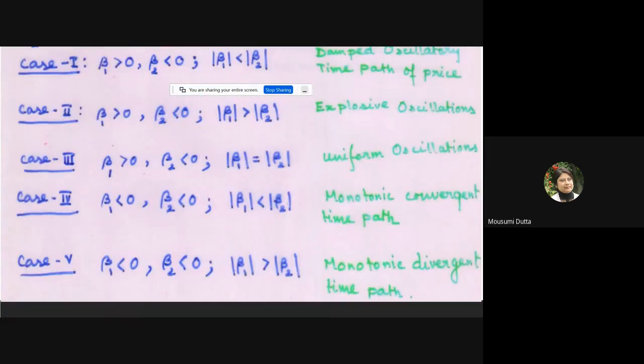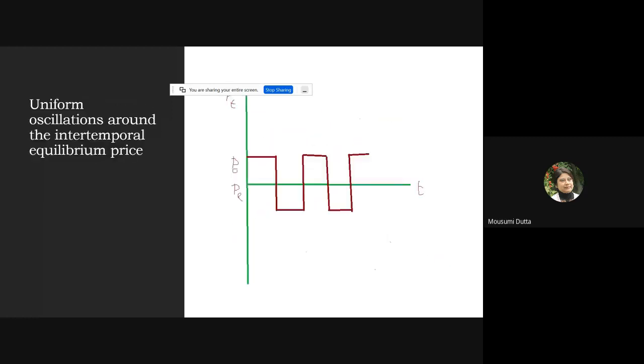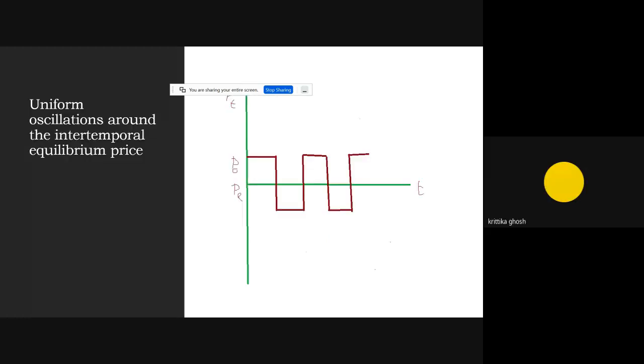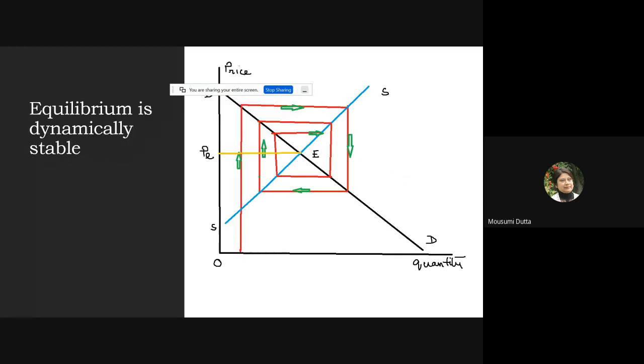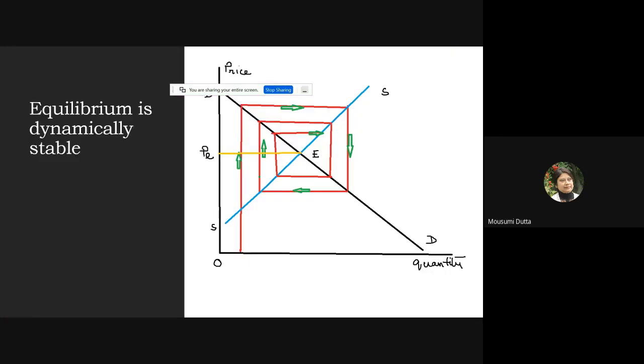So I think I could complete the 3 oscillatory varieties, and I could not complete the monotonic time path part. Am I right? Yes, ma'am. So any question up to this? Anything? Anyone? Any question for the cobweb model?